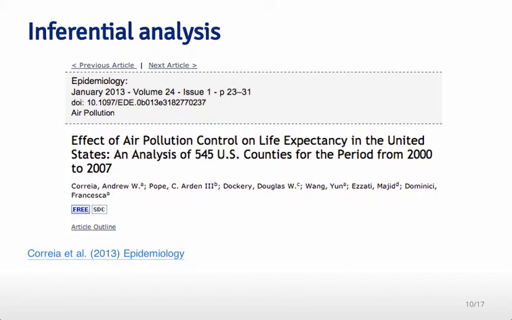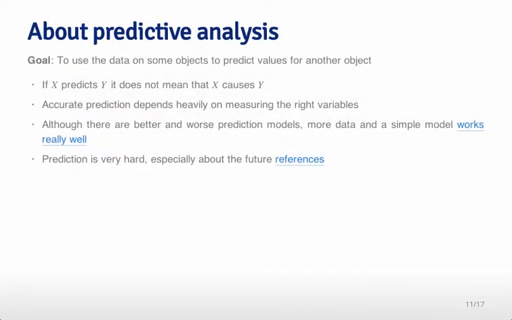This is an example of an inferential analysis. The idea here is that you're trying to look at the effect of air pollution control on life expectancy in the United States. They haven't analyzed all of the counties in the United States, but they've analyzed a subset of counties, and they're using that to try to infer something about what's generally happening in the relationship between air pollution and life expectancy.